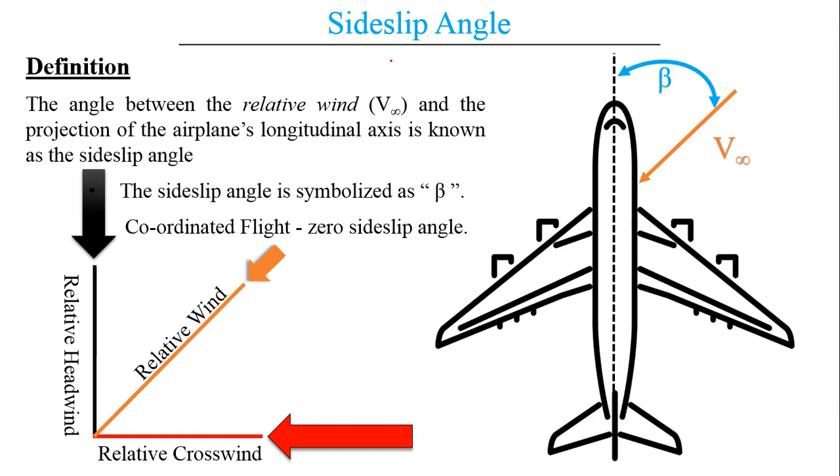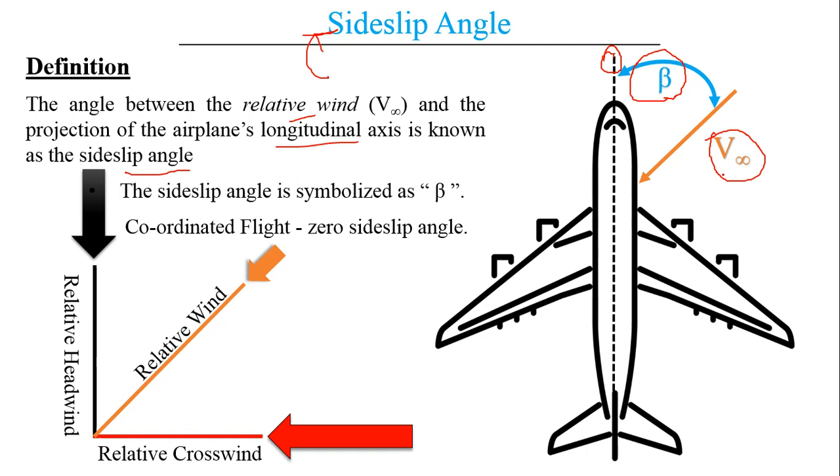Now we will get to the major focus of this session, the side slip. So what is side slip and what is a side slip angle? Side slip angle is basically the angle between the relative wind V infinity and the projection of the aircraft longitudinal axis. This angular deflection between the relative wind and the longitudinal axis is known as the side slip angle. The side slip angle is denoted by beta, and for a coordinated flight the side slip angle must be zero, that is, the aircraft must be aligned with the relative velocity or relative wind.